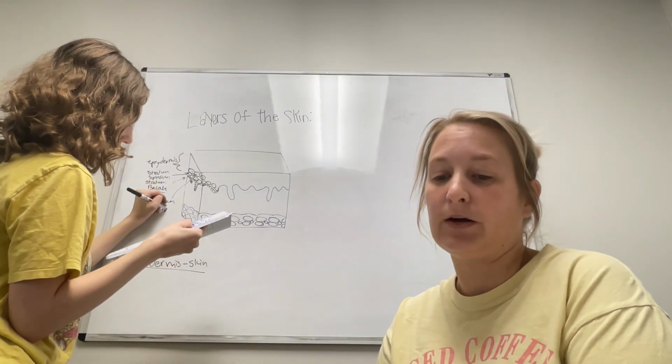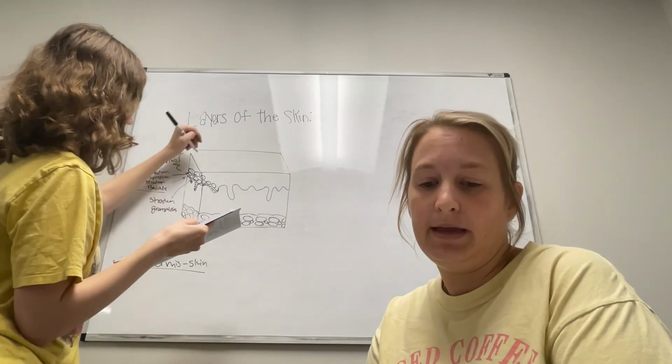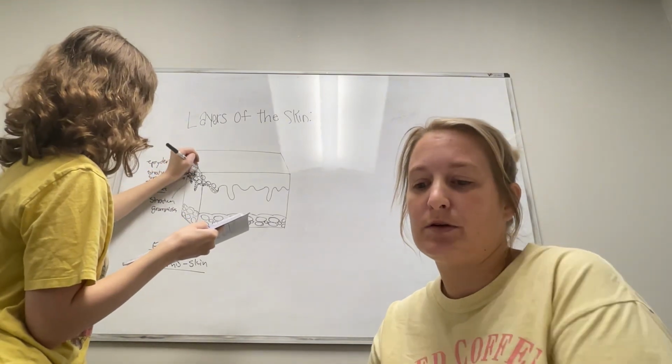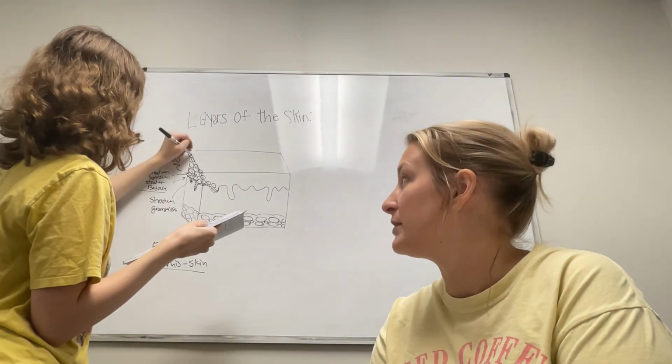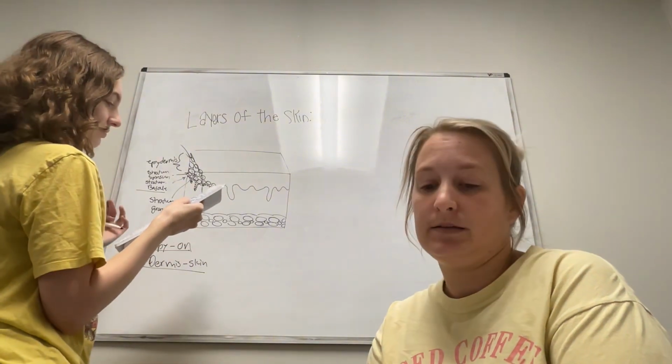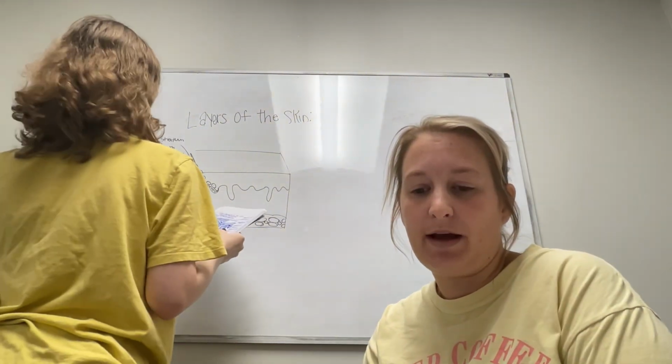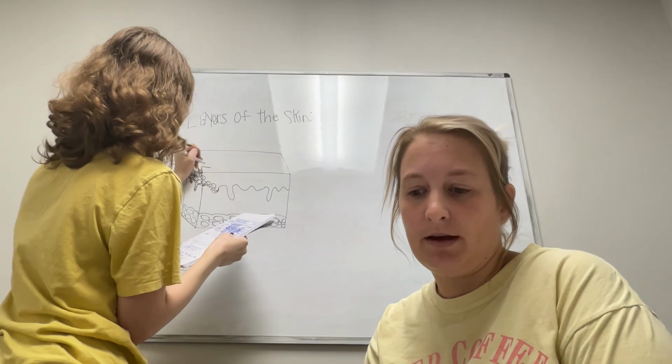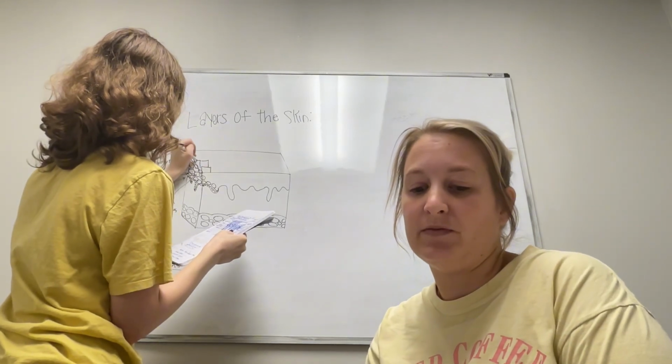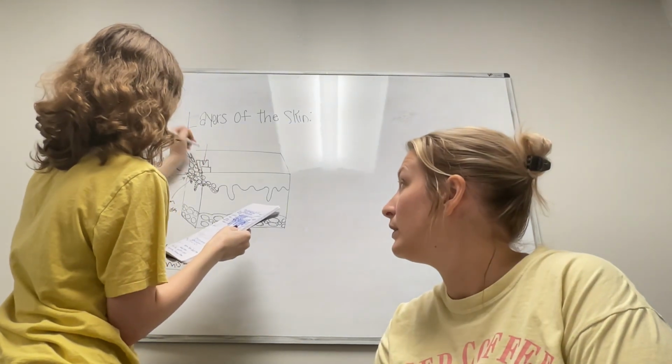Okay. So then we have the stratum lucidum. It's a thick, clear layer. It is found on your elbows, palms of your hands, and the bottoms of your feet. Next, we have the stratum corneum. It is the outermost layer made up of dead skin cells.